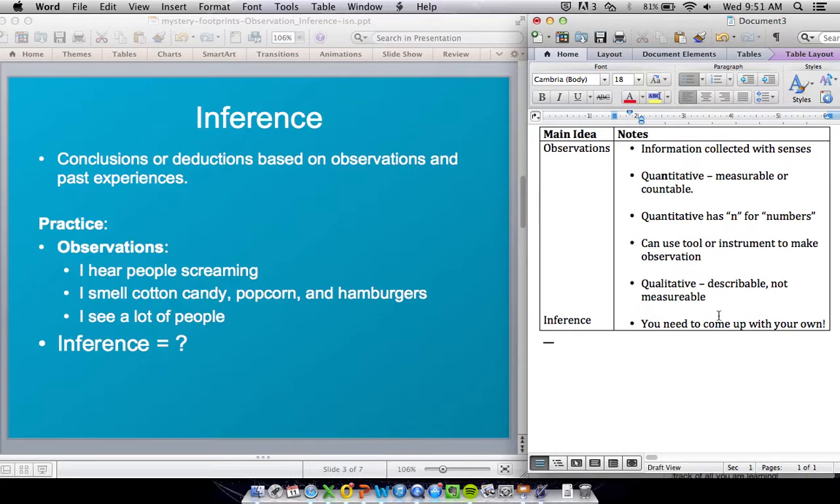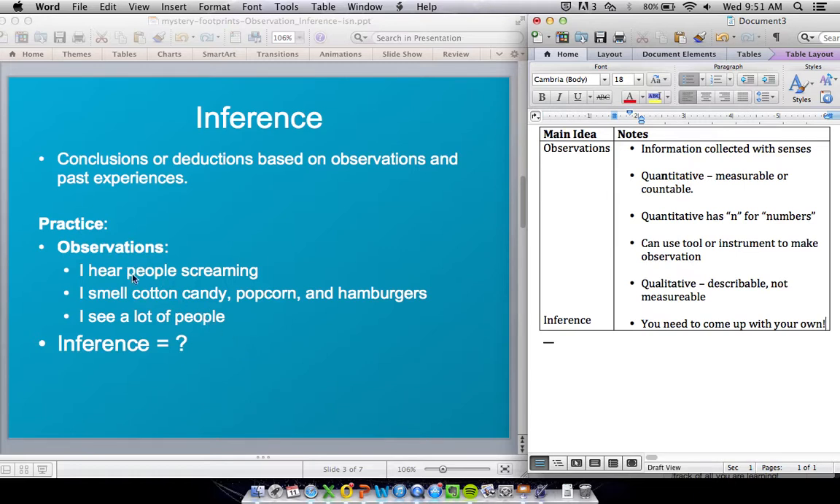Don't write this, but an inference is a conclusion or deduction based on your observations and past experiences. It's basically giving your observations meaning. We're giving meaning to our observations using our past experiences to help us figure out what that inference might be. So if you observe that you hear people screaming, you smell cotton candy, popcorn, and hamburgers, and you see a lot of people, you can make an inference from that. A logical inference might be that you're at a carnival.